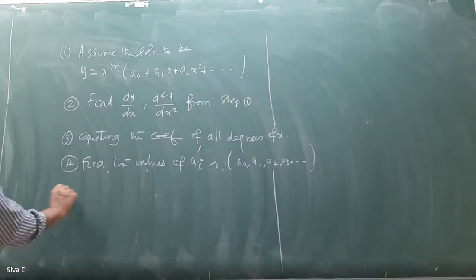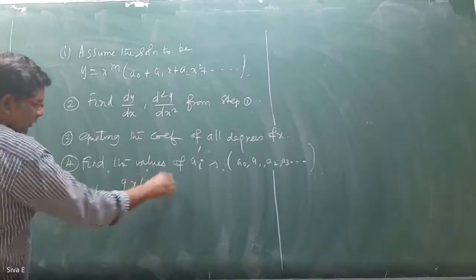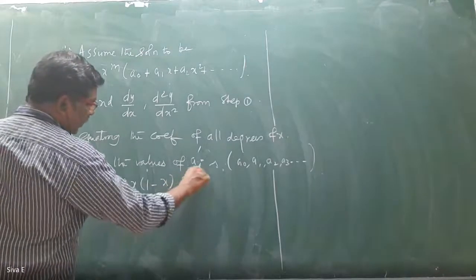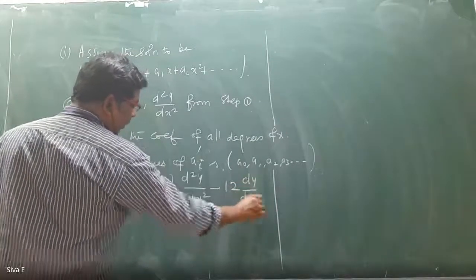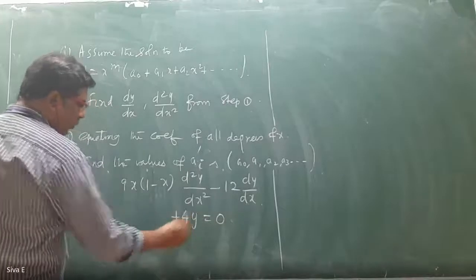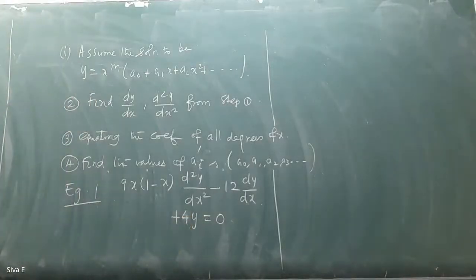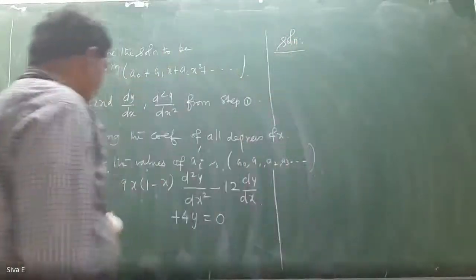For example, write example number 1. Solve in series the equation 9x into 1 minus x d square y by dx square minus 12 dy by dx plus 4y equal to 0. Write the solution for this.